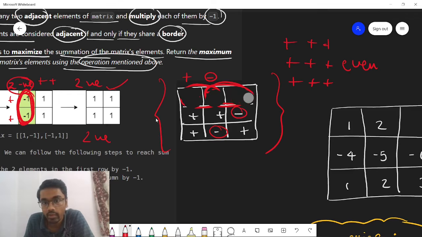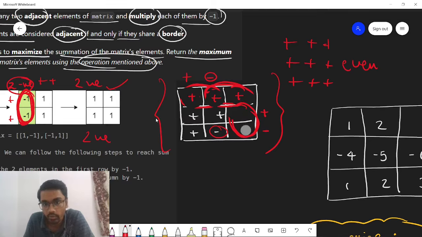So let me just rewrite this again. This was positive. After applying on this, these both also became positive. Now what we can do is take these two elements, which are one negative and one positive. So now this will become positive and this will become negative.